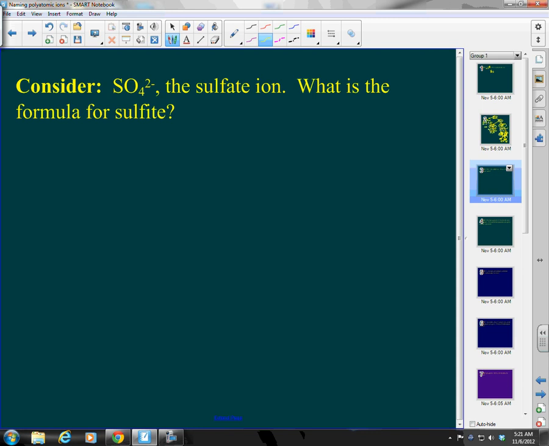Next, consider SO4 2 minus, the sulfate ion. What is the formula for sulfite? Okay, so they tell me that SO4 2 minus is sulfate, and now we want to know what sulfite is, and it's not the same thing. They're spelled differently. It's not a misprint. That means this is something different. So we need some more notes.